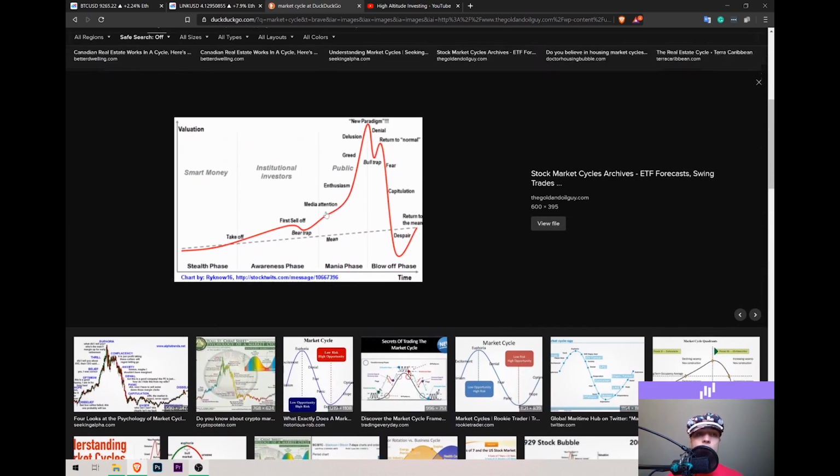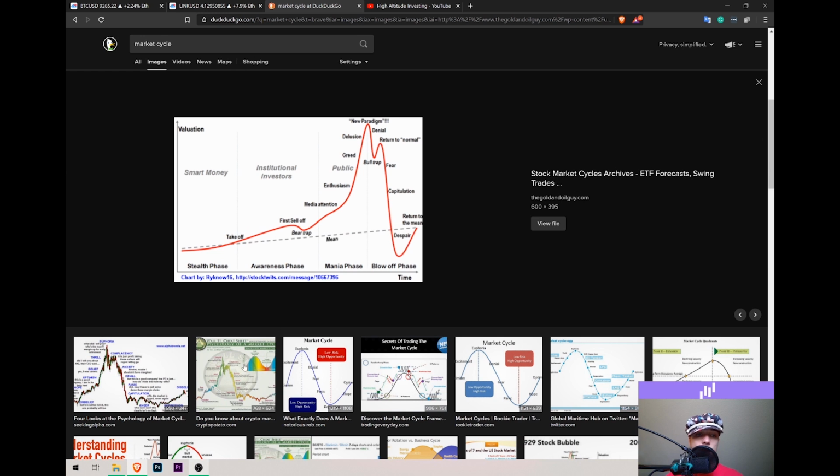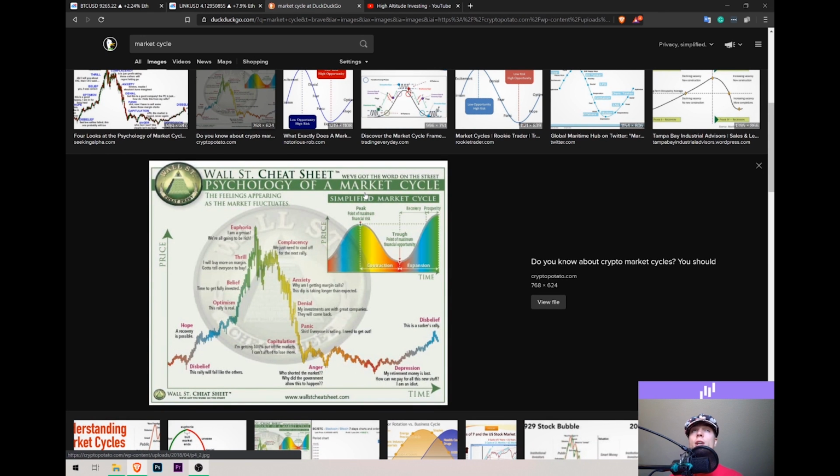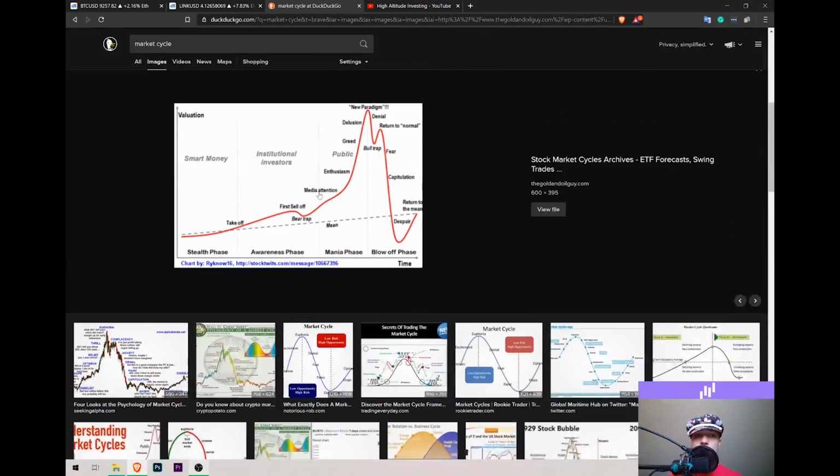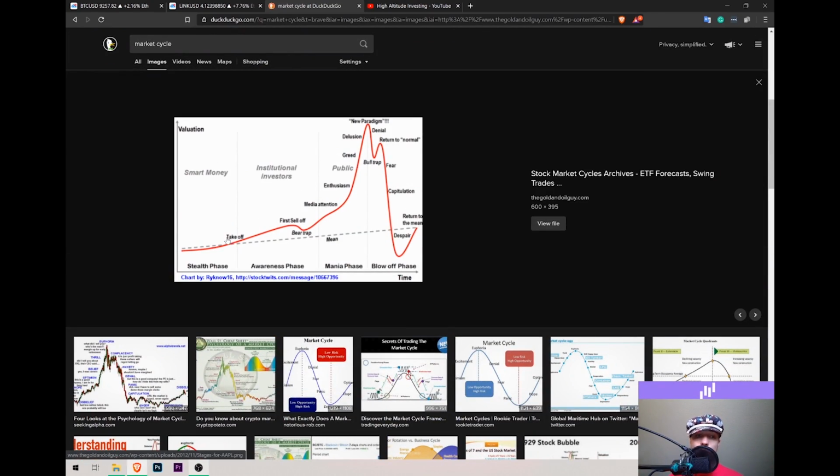And it really doesn't matter whether you're using this stock market cycles archive. By the way, all market cycles, all trading cycles apply to all markets: Forex, stocks, crypto, commodities. So you can either use the Wall Street cheat sheet, which shows a disbelief phase, euphoria, complacency, anxiety, capitulation, anger, depression, or you can use this one. It's showing the same thing. It just has different words for it: take off, sell off, media attention, delusion, new paradigm, return to normal, despair. It's just different words for the same cycle of human emotion.